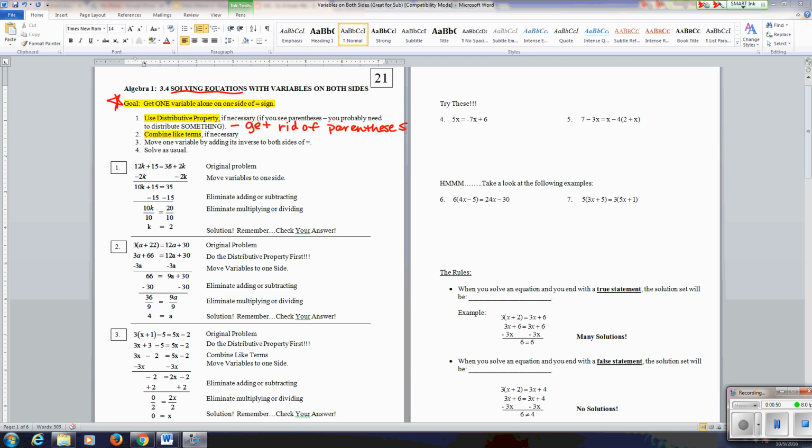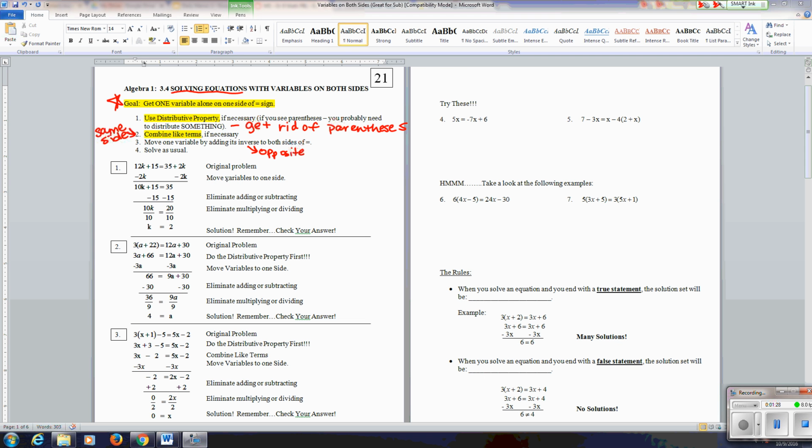Then combine like terms if necessary. If you have things on the same side, you can combine them if they are together on the same side. Just put them together, and we'll talk about some of these in a second. And then if you have to, move one variable by adding its inverse. Let's remember what the word inverse means. It's opposite. So if it's positive, you do negative. If it's negative, you do positive. So we're adding its inverse, okay? And then you solve as usual.